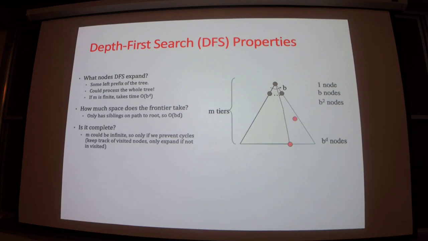But the tree could be infinitely deep. Right, we saw that cycle. We didn't account for that cycle in that last graph. Depending on what order we're pushing things onto this stack, we could go on forever, right? So under some assumptions, such as finite depth, or if we're keeping track of the nodes that we visited in a smart way, yes, it's complete. Is it optimal? No. Definitely not. As I mentioned, it finds the leftmost solution, which is usually not the best solution, right?